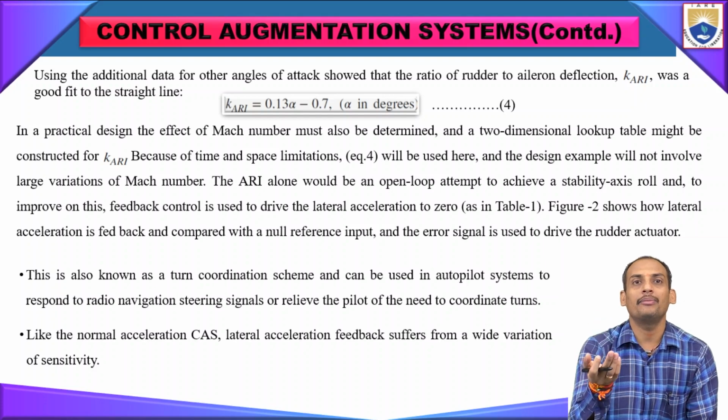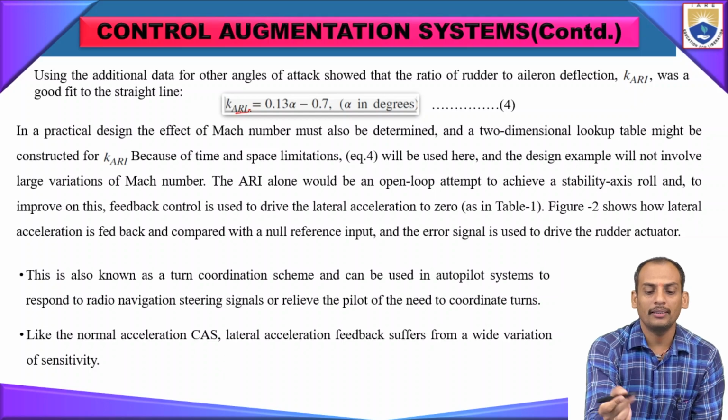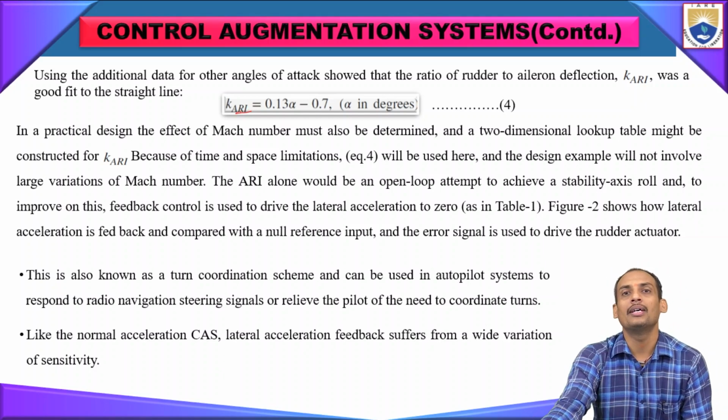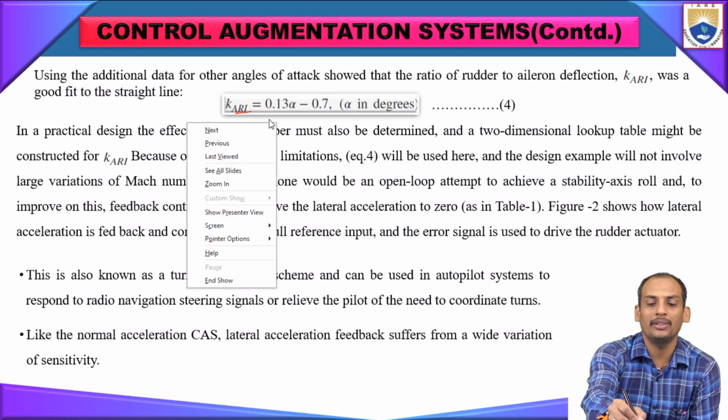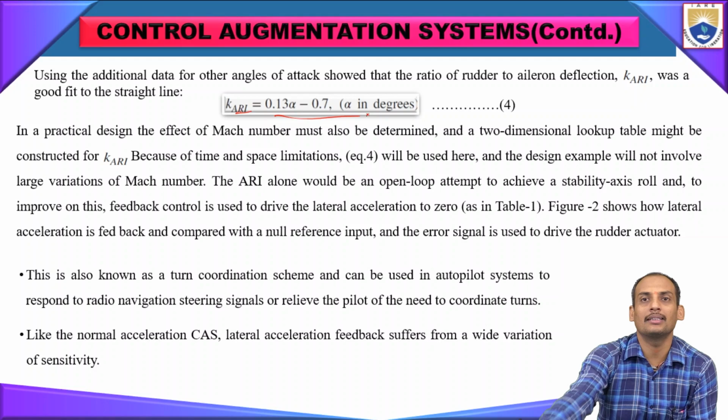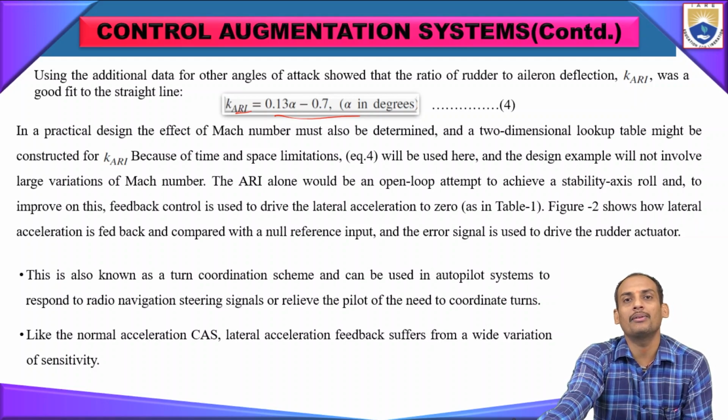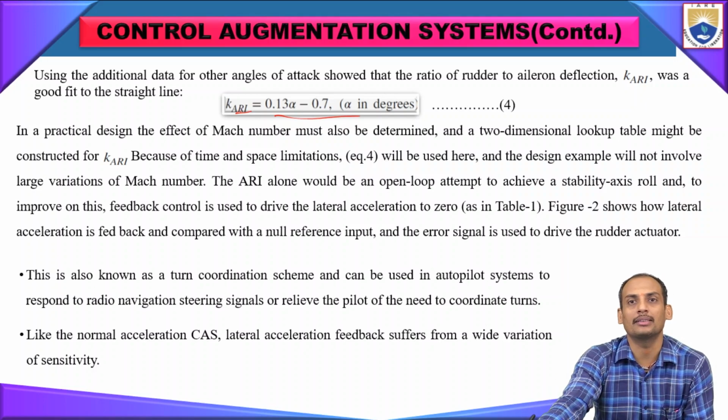So KRI is the rudder to aileron, the aileron rudder interaction, ARI, that we have seen. The rudder to aileron deflection rate can be expressed with this equation: 0.13 alpha minus 0.07, where alpha is in degrees only. So in practical design, the Mach number of the aircraft must first be determined, and then a two-dimensional lookup of that table.